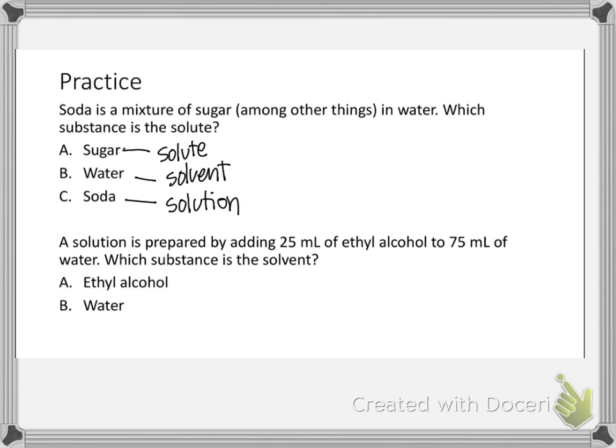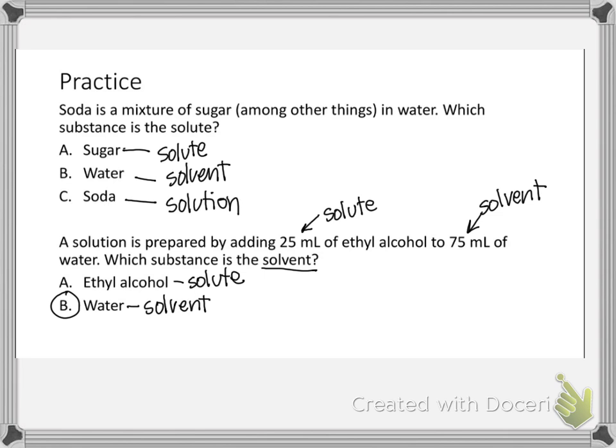Then on the second one, a solution is prepared by adding 25 milliliters of ethyl alcohol to 75 milliliters of water. Which substance is the solvent? These are both in milliliters, so both are liquids. When you're looking at two liquids, you have to look at the amounts. The lesser amount would be the solute, and the greater amount would be the solvent. So we have ethyl alcohol. This is the solute. It's not the answer. This is asking what is the solvent. So letter B would be the answer. That would be the solvent.